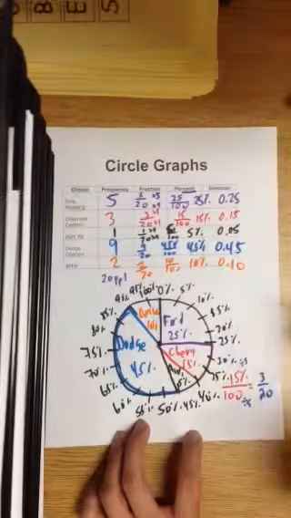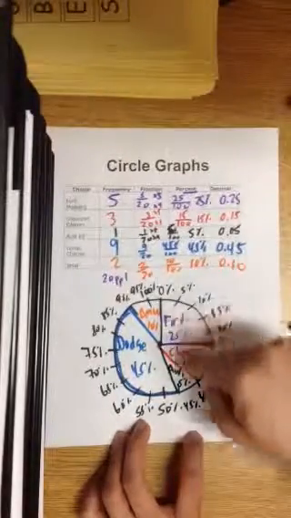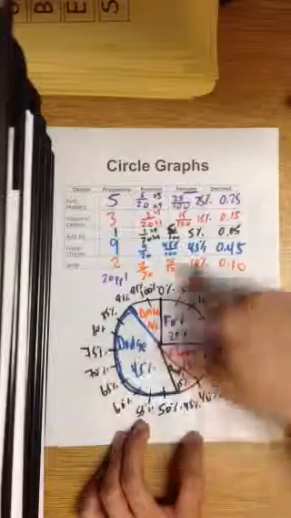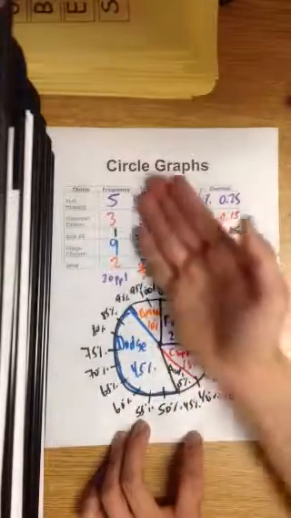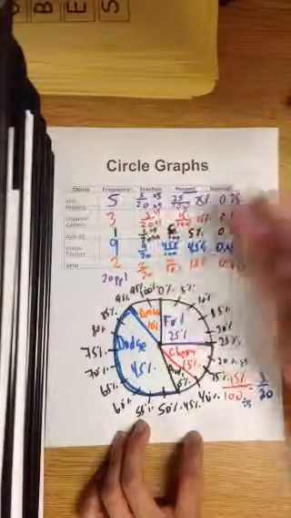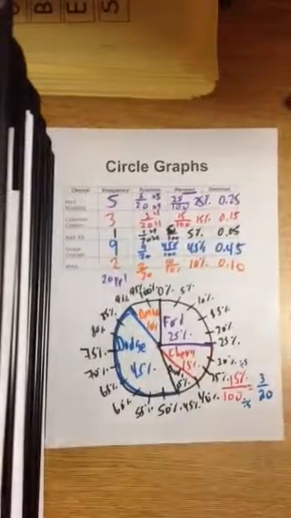So a circle graph is used to show different parts very quickly in a circle, and you can find a fraction, decimal, and percent of it. This is the study of circle graphs.